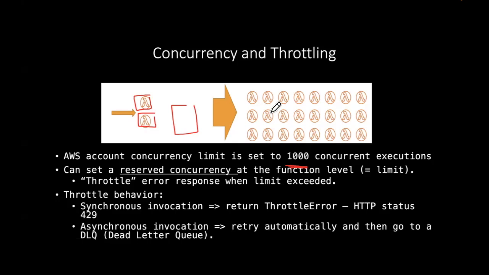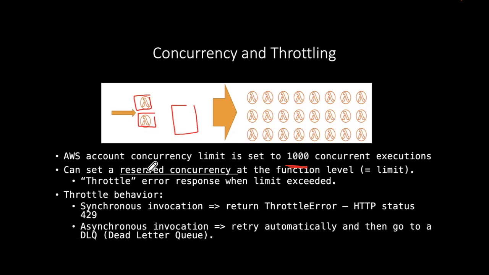Okay, so that's how the Lambda service deals with scalability. You need to be aware as well of this idea of throttling. Throttling occurs when essentially the Lambda service doesn't have any more capacity to create more micro VMs within your account. What you can do is set what's called a reserve concurrency for each Lambda function.